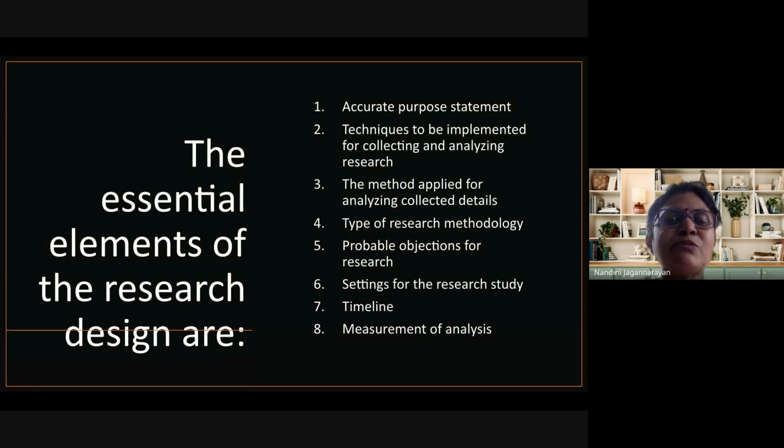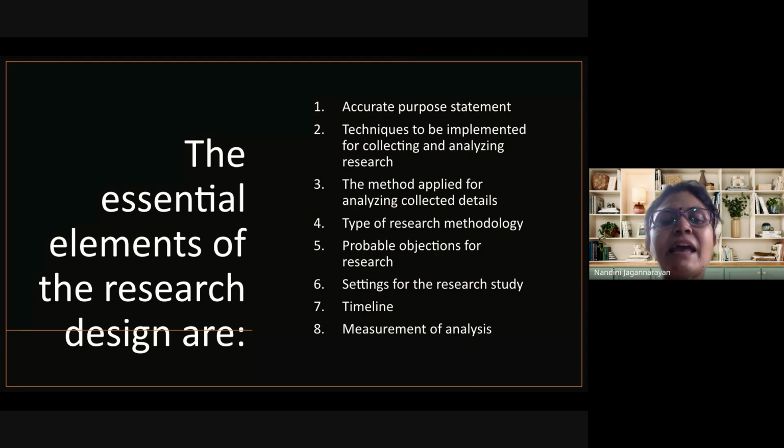And settings for the study. Basically, I said it is going to be in a particular big society which has about 8 or 9 wings, and each wing has 8 floors, and say 4 flats on each floor. Therefore, this kind of setting I have, and it is going to be a residential setting.